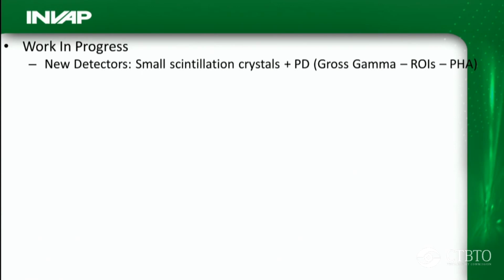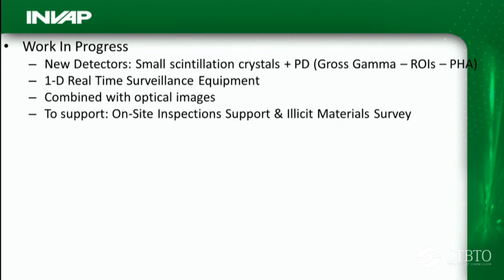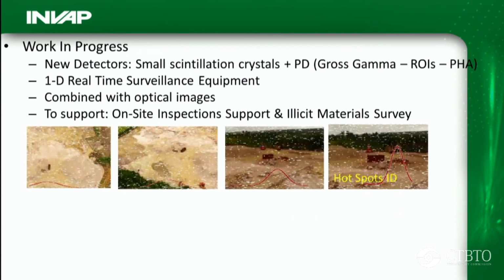Right now, we are planning not to use Geiger anymore. We are using cesium iodide, and we started to build our camera using cesium iodide detectors and photodiodes. First, we target as a practical use a 1D tangerine geometry equipment to be used for surveillance, for example. And it could be used also to support, as our colleague previously explained, on-site inspection.